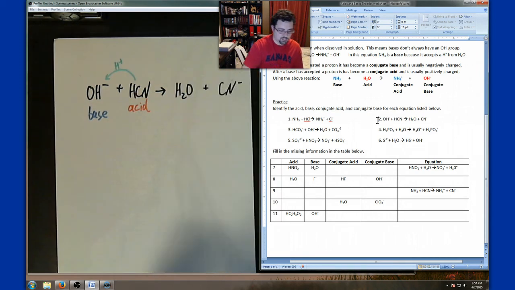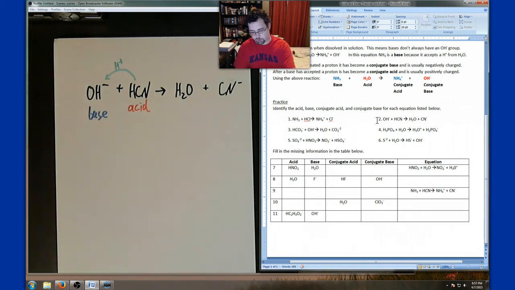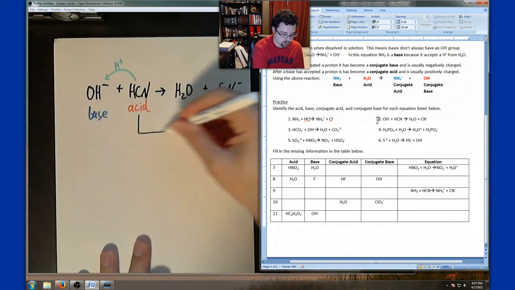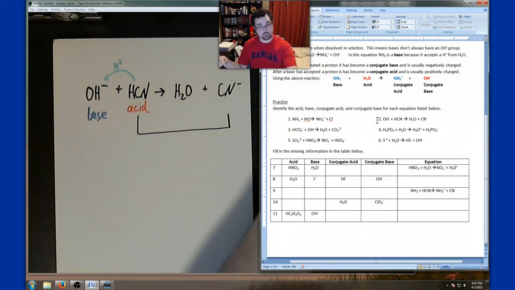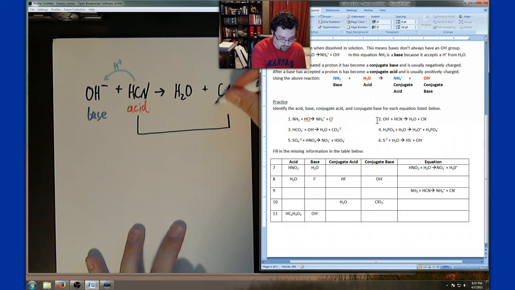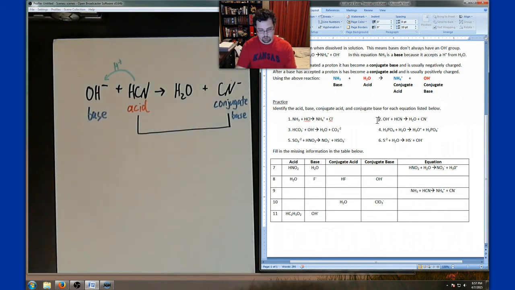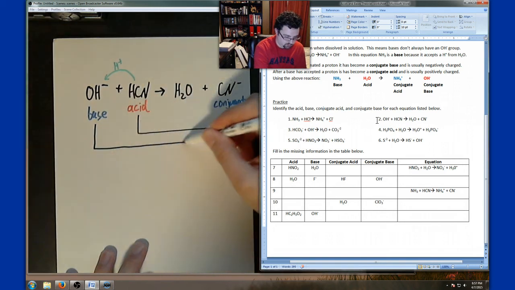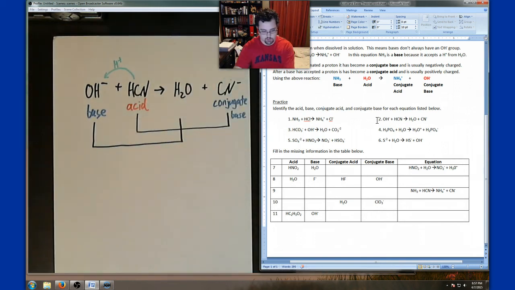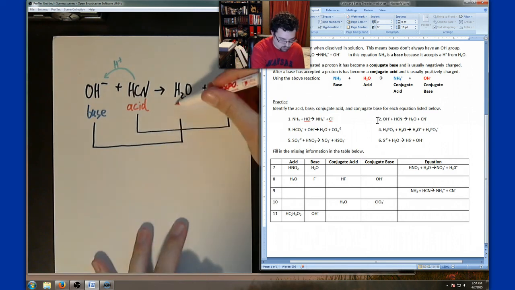Okay? So if HCN loses the H+, that means the only thing left will be CN with a negative charge. So this becomes this guy right here, which means the acid switches and becomes the conjugate base. So this is my conjugate base right there, leaving me with only one conclusion: this base right here, once he accepts the H+, becomes H2O. So H2O on the right side is my conjugate acid.